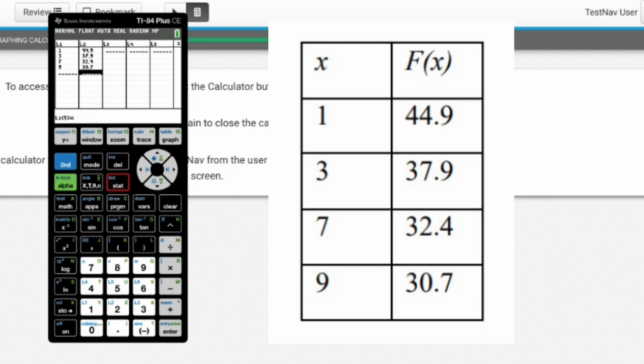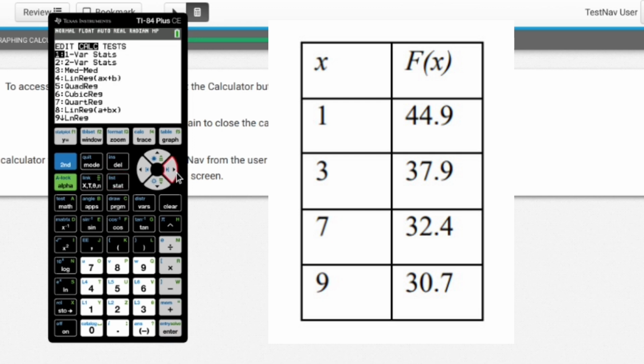Now we are using logarithmic regression. So we're going to go to stat, go to calc, and use ln reg. So I'm just going to hit 9. I don't need to write out the equation. It's not asking what the equation is, it's asking for the value at 4.5. So I'm going to store my regression equation into y equals so that I can use that equation in a little bit.